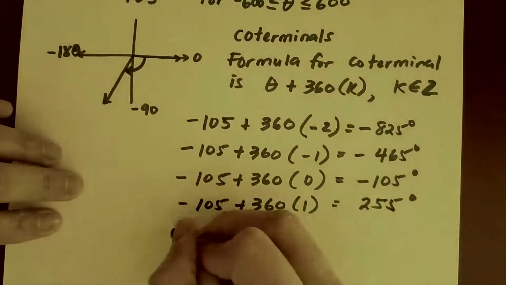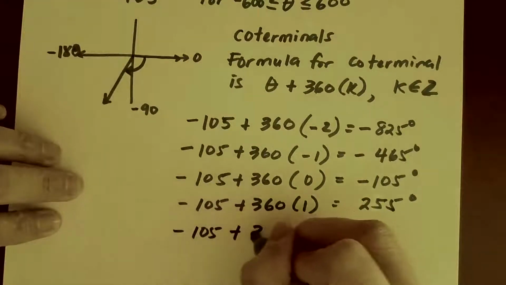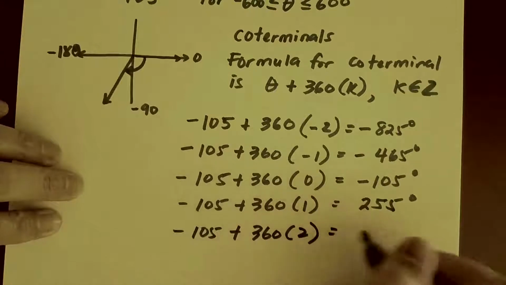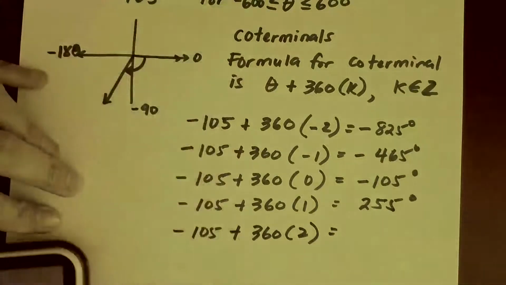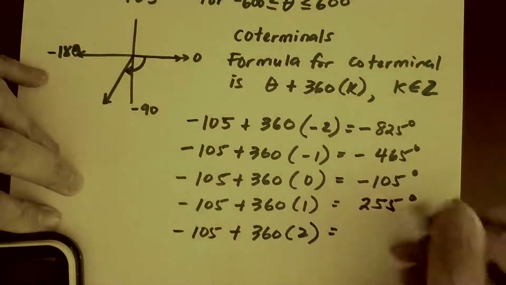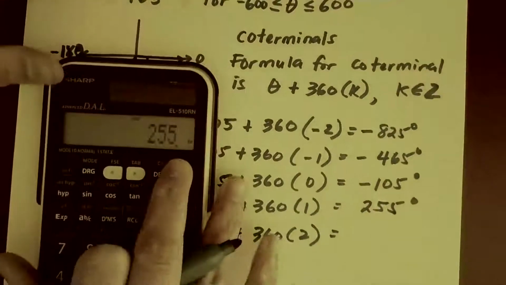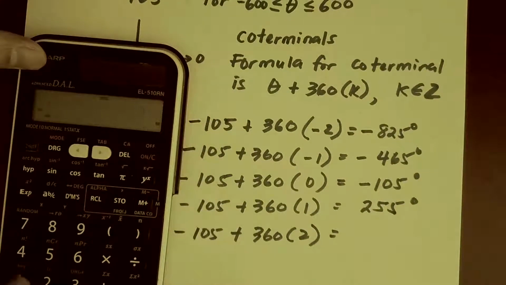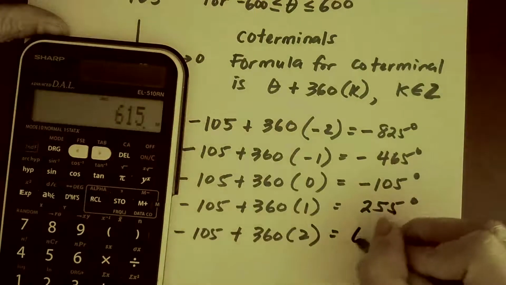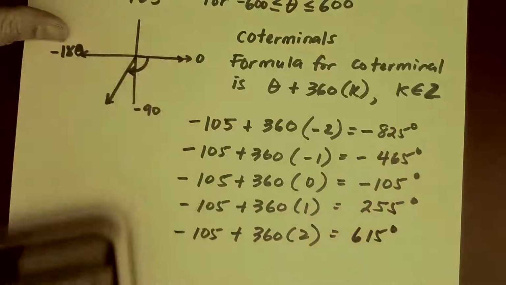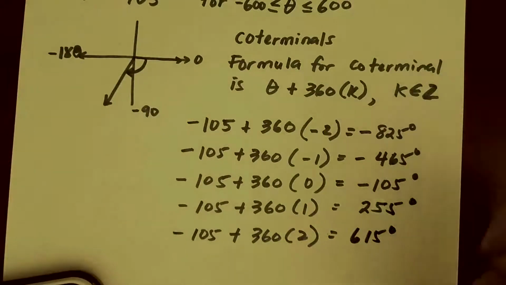And then I go negative 105 plus 360 times 2. I'm going to get 615. Okay, so negative 105 plus 360 times 2, I'm going to get 615 degrees. Okay, so these are the ones that I've tried.